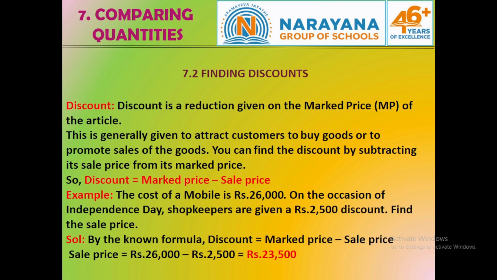Let us go with a simple example. The cost of a mobile is 26,000 rupees. On the occasion of Independence Day, the shopkeeper gives 2,500 rupees discount. Find the sales price. So sales price is equal to 26,000 minus 2,500, that is equal to 23,500 rupees.